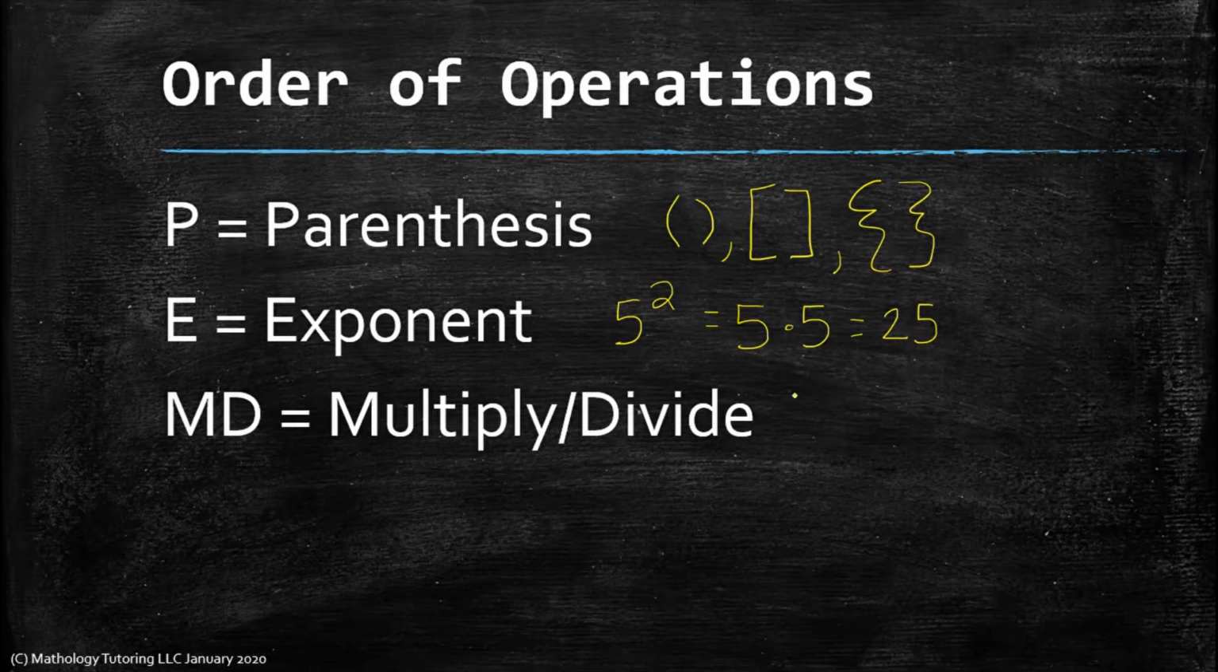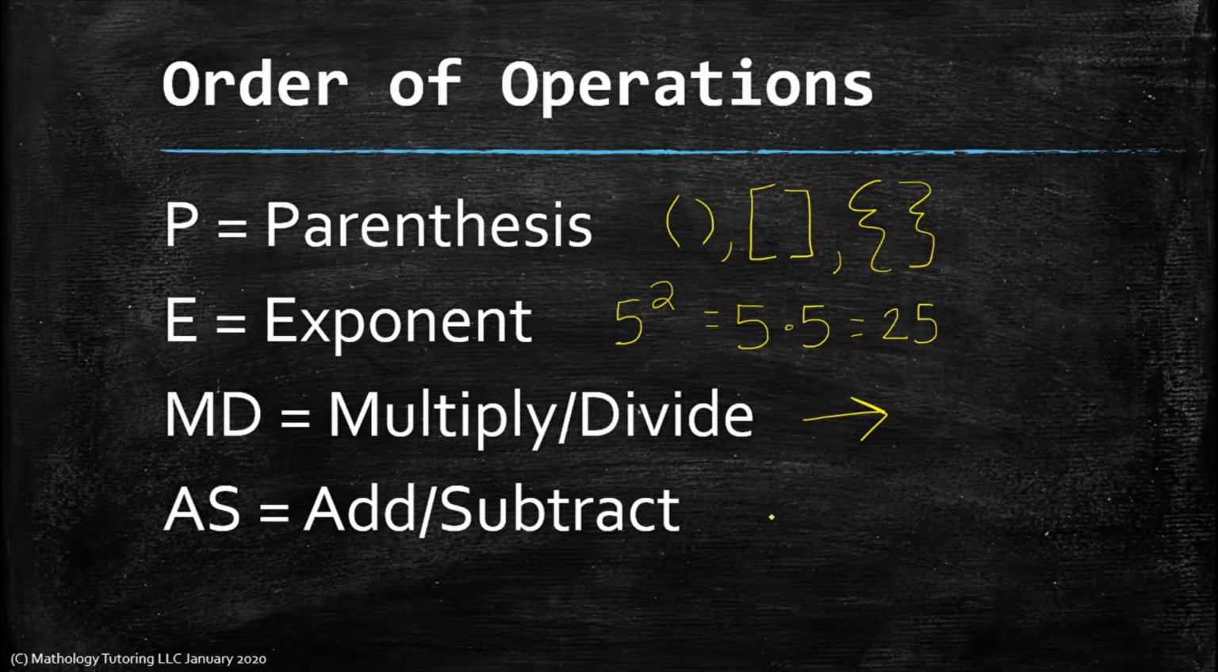Next, we're going to look and see if we have any multiplication or division. If we do, we're going to go from left to right. And then we're going to look and see if we have any addition and subtraction. And if we do, we're going to go from left to right. So we're going to do whichever one comes first. If multiply comes first, we're going to do that. If division comes first, we're going to do that.